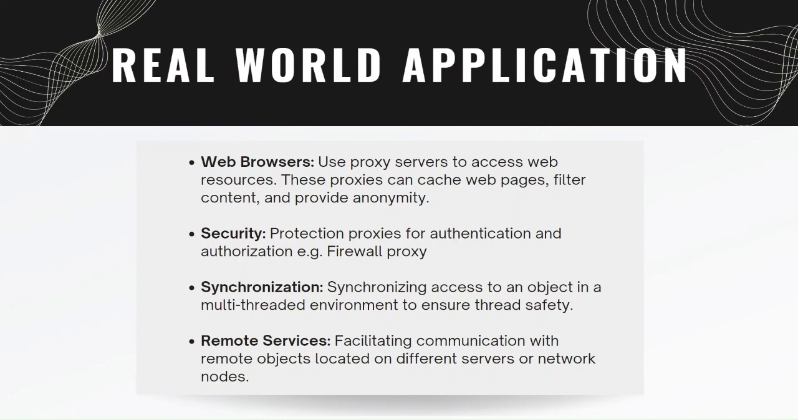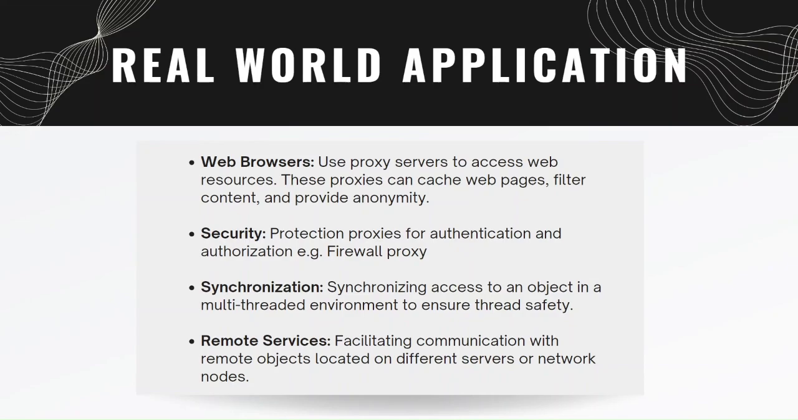The second is security protection. Protection proxies are used for authentication and authorization, for example a firewall proxy. Also synchronization, which accesses an object in a multi-threaded environment to ensure thread safety. Last but not least, remote services, facilitating communication with remote objects located on different servers or network nodes.